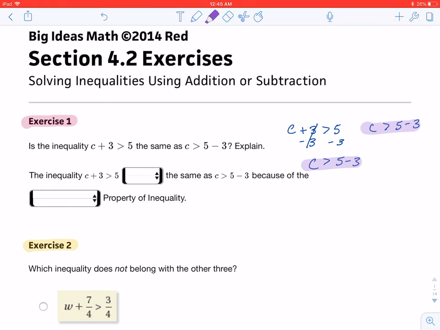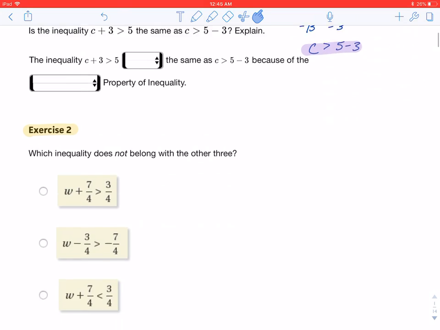And then because of which property, what did we do? Did we add or subtract? That will help you solve number 1.